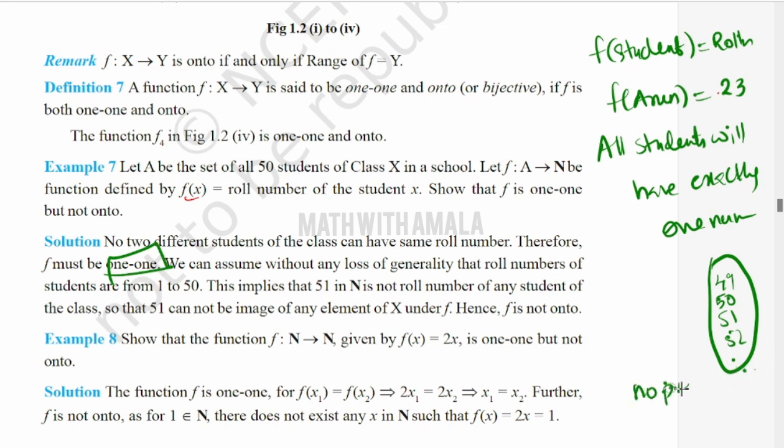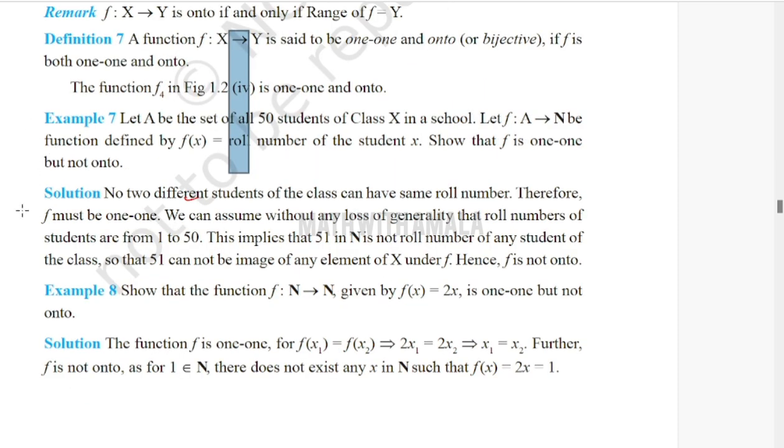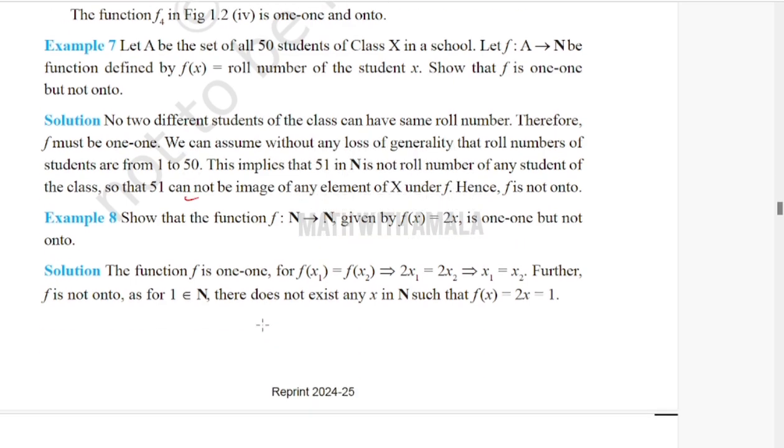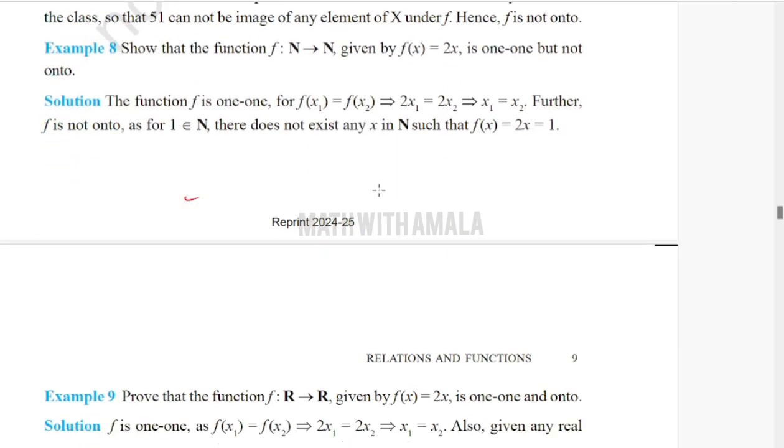We can assume without any loss of generality that the roll numbers of the students are from 1 to 50. This implies that 51 in N is not the roll number of any student of the class. So 51 cannot be the image of any element of A under f. Hence f is not onto. As I have discussed already, there are numbers going even after 50: 51, 52, 53. But there are no students in the first set. Hence it is not onto.